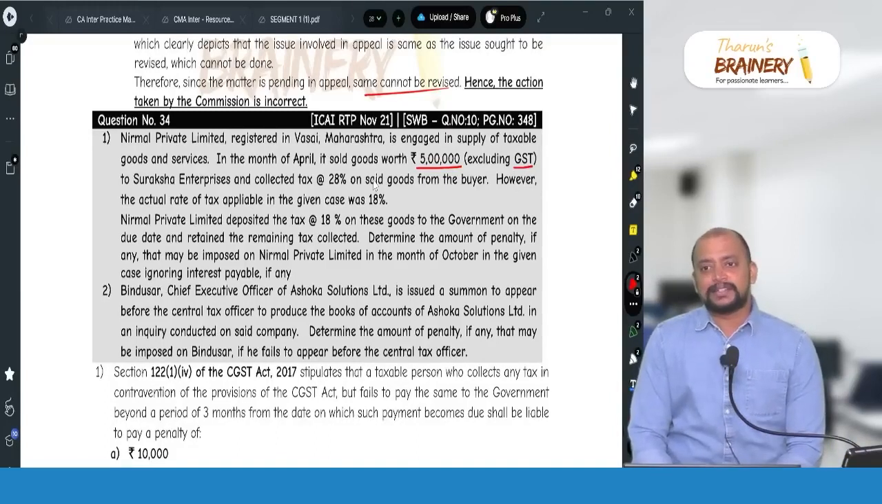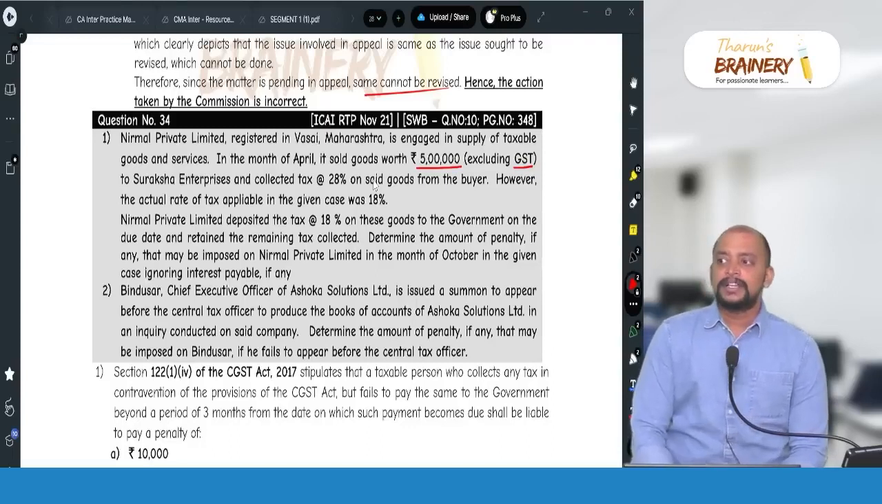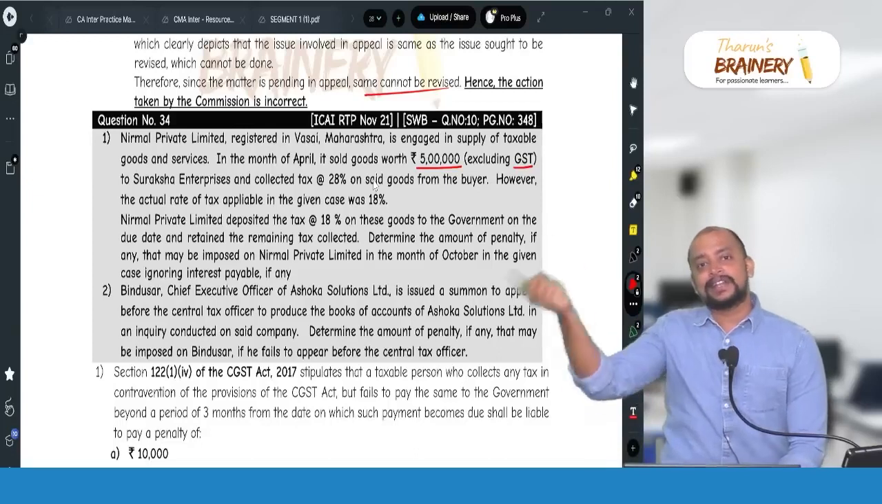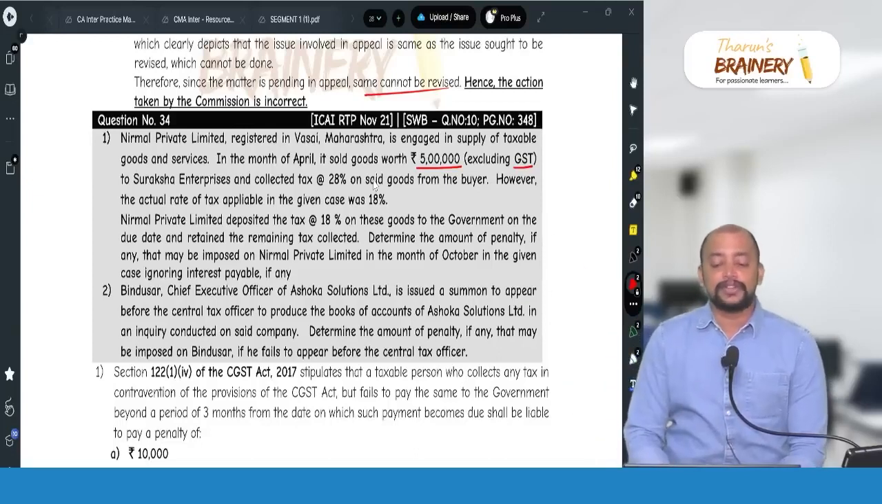1 lakh into 10%, 10,000. We will compare 10,000 or 10,000. So 10,000 will be, but actually 20,000 will become the penalty. How come? 10,000 or 5,000, whichever is higher, 10,000. So another 10,000 under SGST. So 20,000 will become penalty.